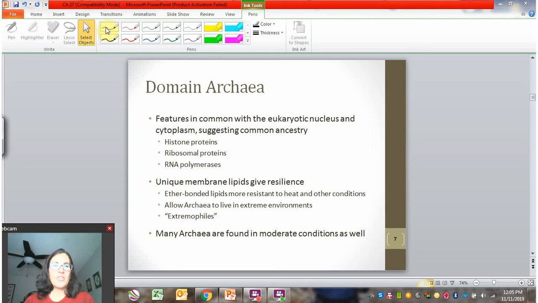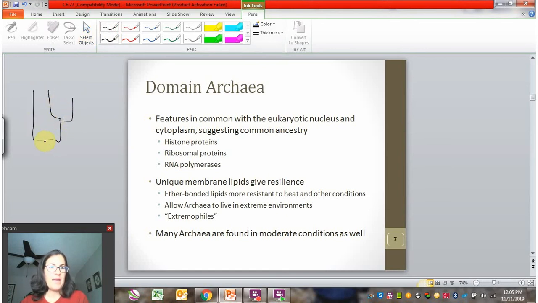So I'm going to just go over some of the differences between the three domains. And so just to remind you, we're exploring this pattern of ancestry for the three domains. We have domain bacteria, domain archaea, and domain eukarya.